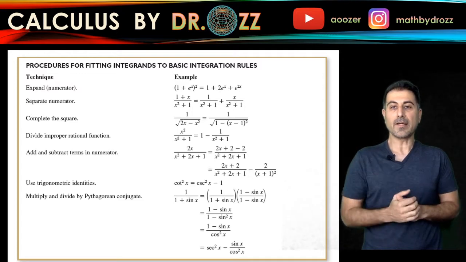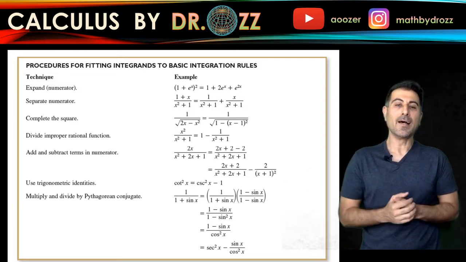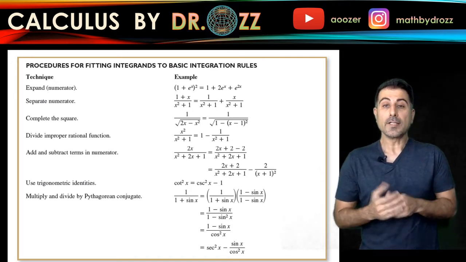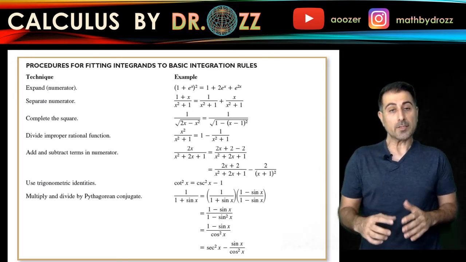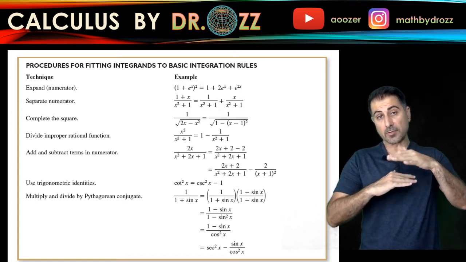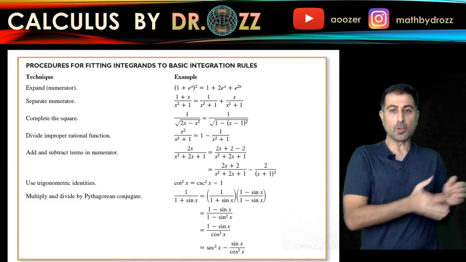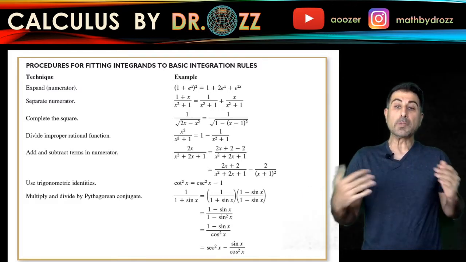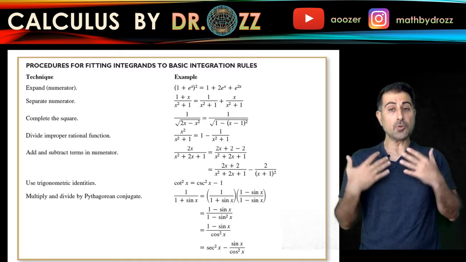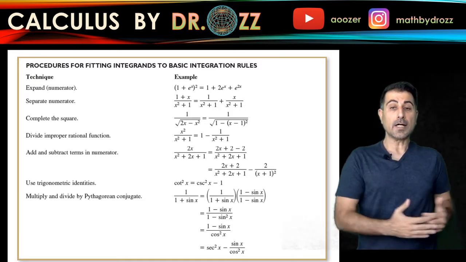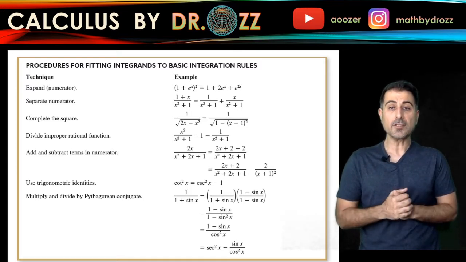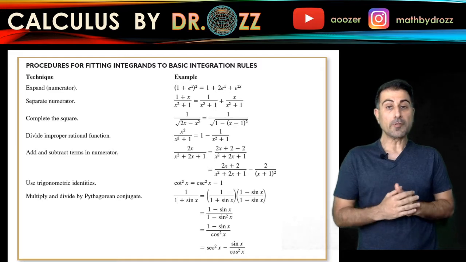And one technique, as you see at the top, is expanding the numerator or expanding quantity powers in general. The other one is separating the numerator. So you may have a full fraction, a rational function, provided to you, and you can split that fraction into smaller fractions. And completing the square is one of the most well-known techniques, and I'm going to use this from time to time in the series of videos for this section. So make sure you have a good grip of that.